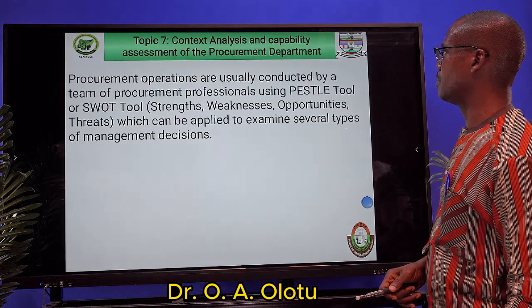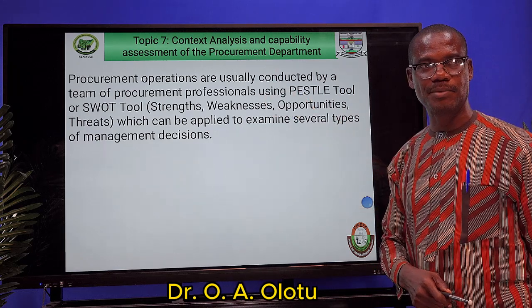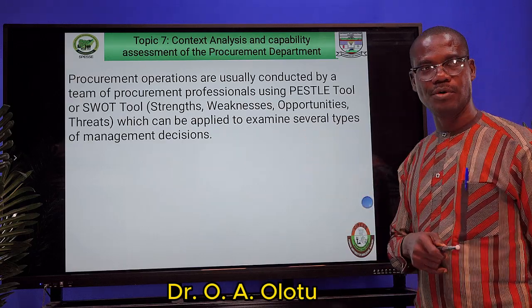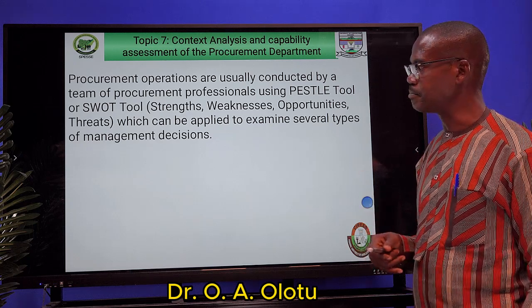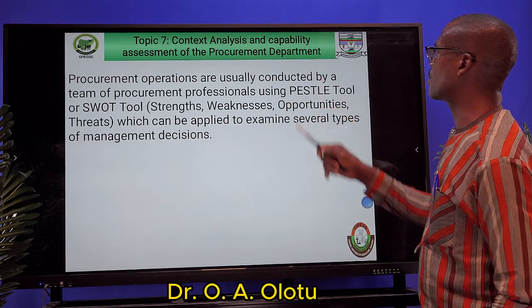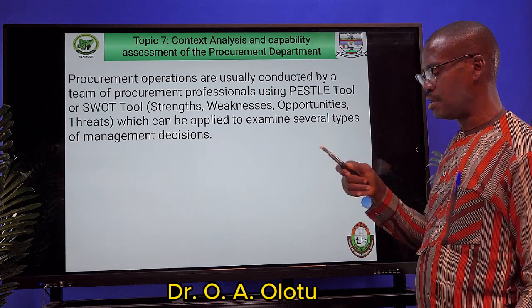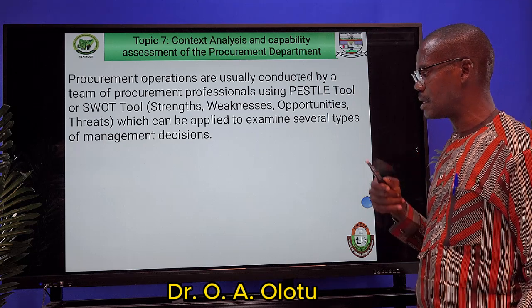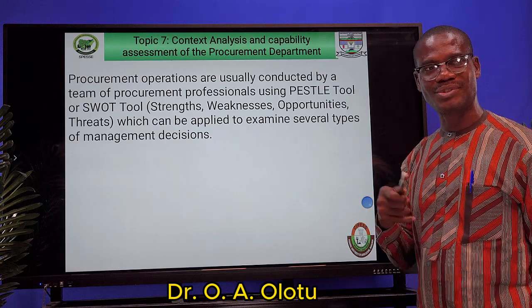The context analysis and capability assessment is also very important, because there is nothing you can achieve in the procurement world without understanding the environment where you're actually operating. So it behoves you to carry out a context analysis so as to understand the environment and have a competitive advantage. If you have a good understanding, you'll be able to have a competitive advantage, most especially to a sustainable level.